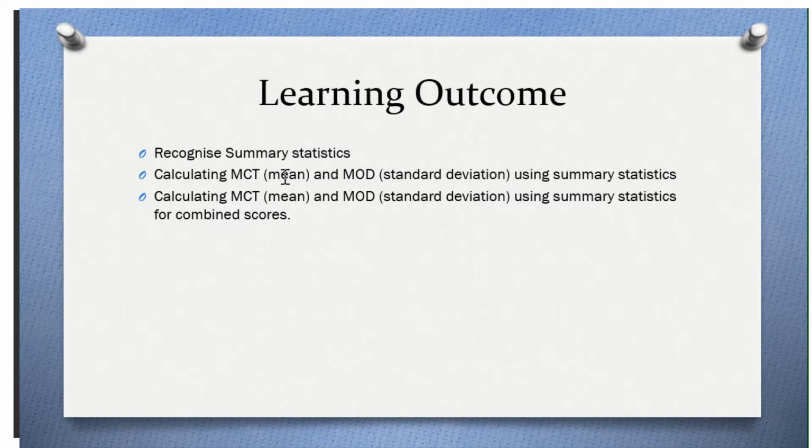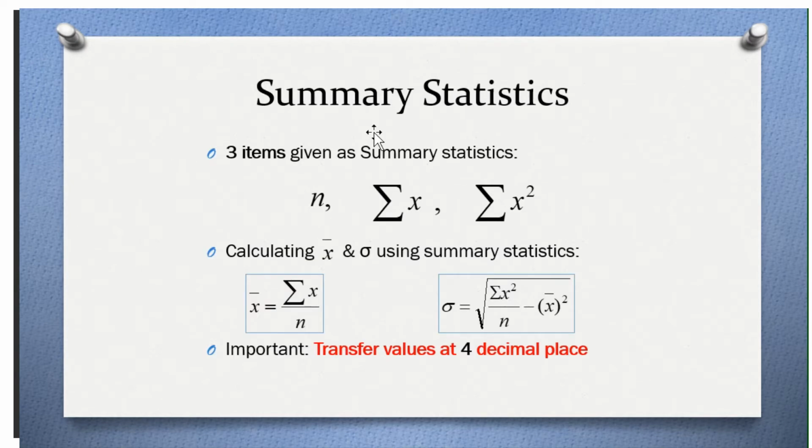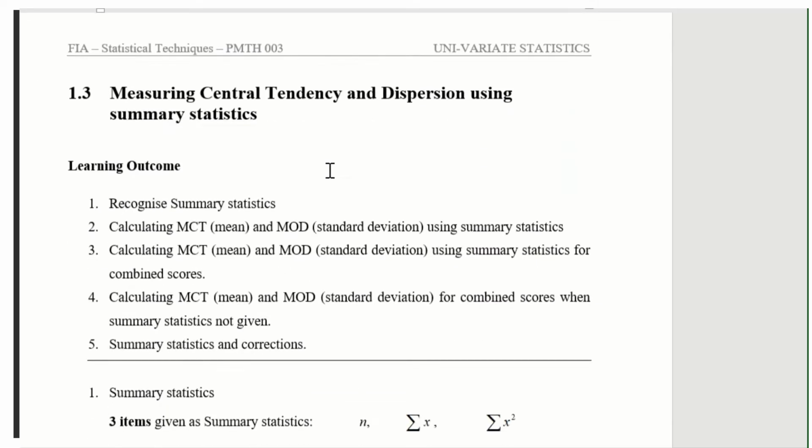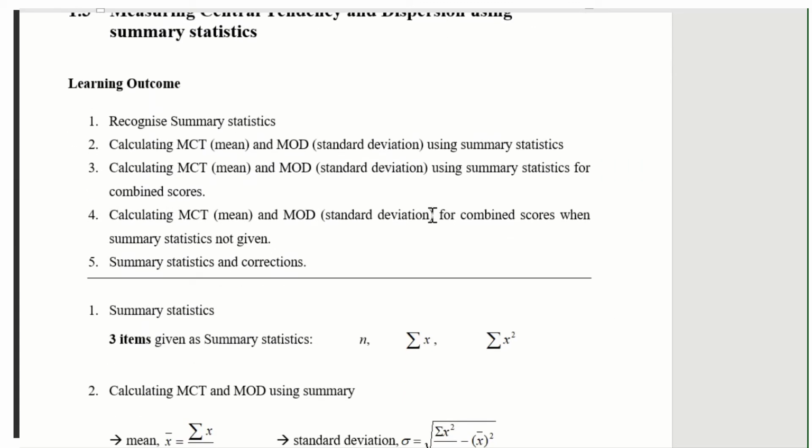So your learning outcome for today, you must know how to recognize the summary statistics. You must know what those symbols mean. You must know how to calculate the mean and standard deviation using summary statistics. You must know how to combine two separate sets of data. Okay? So let's start. I'll show you, go to the manual first. So this is the manual. These are your learning outcomes that we're going to cover today, the first all the way to the fifth.